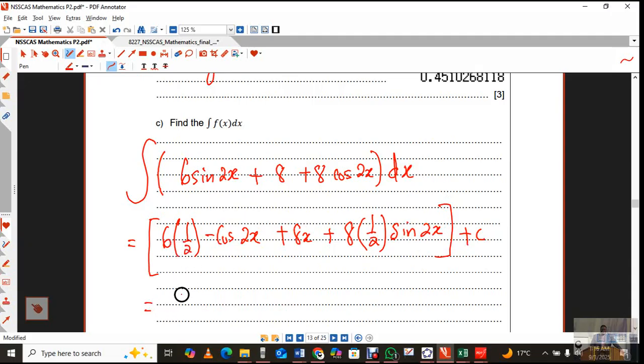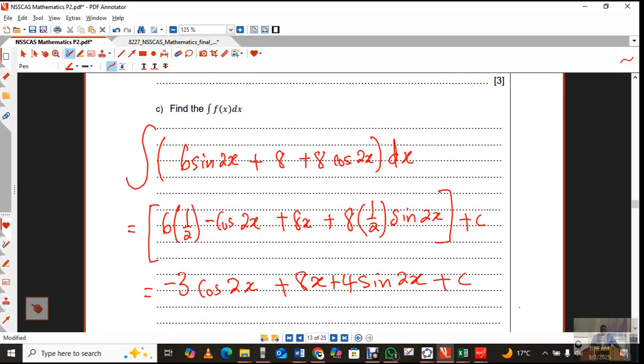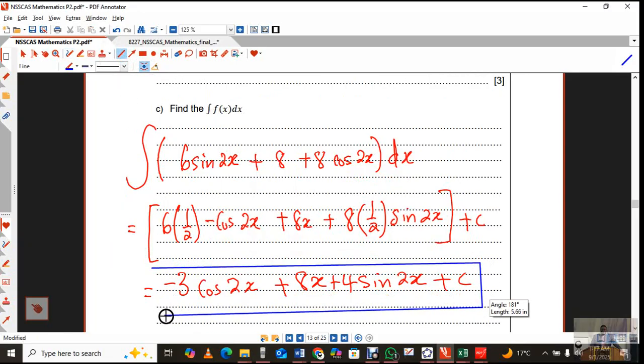So half of 6 is 3. There's a minus there, so it's minus 3 cos 2x plus 8x. Half of 8 is 4, so plus 4 sine of 2x plus the constant of integration. Okay, that's it. We are done with that one. There's nothing to be afraid of there.